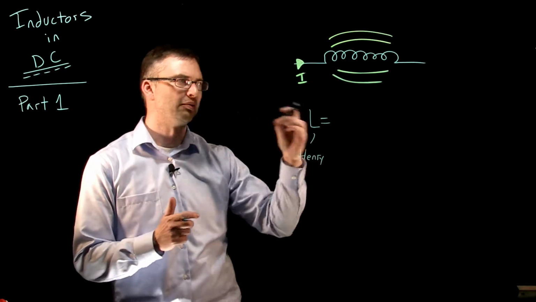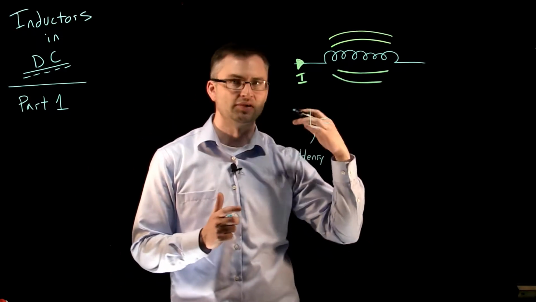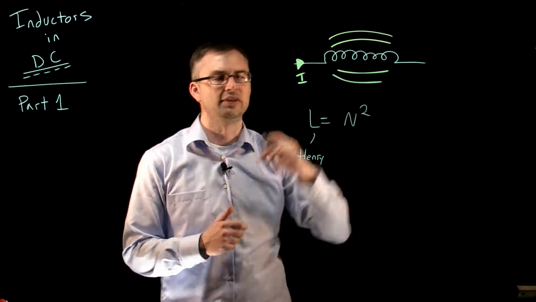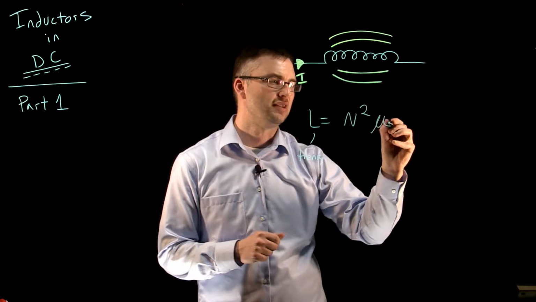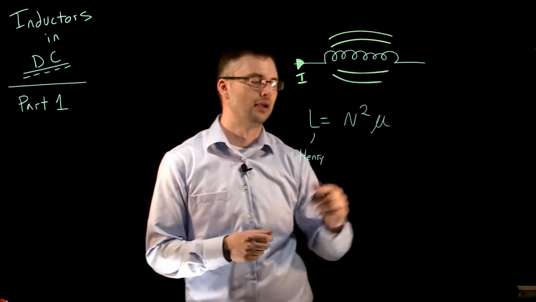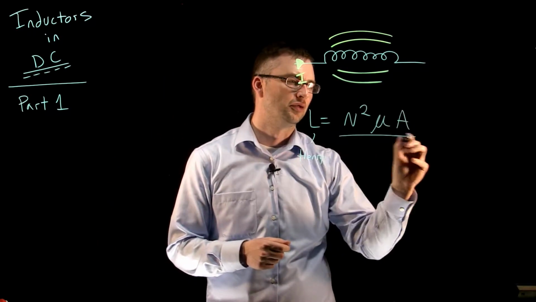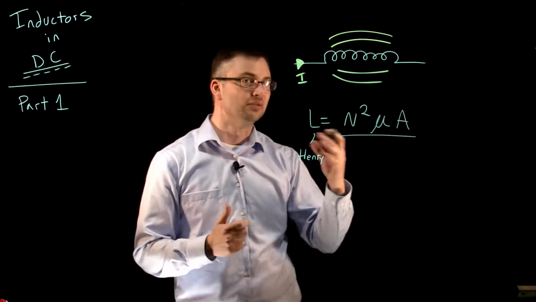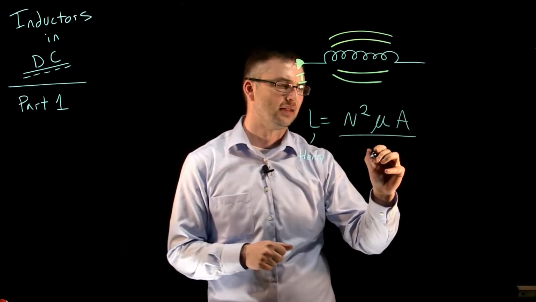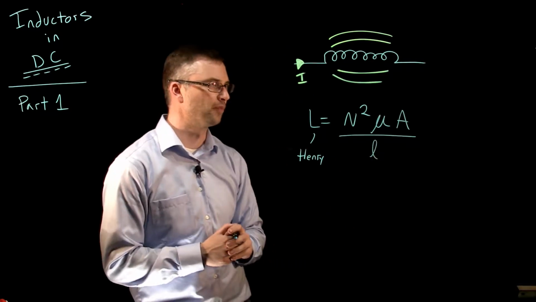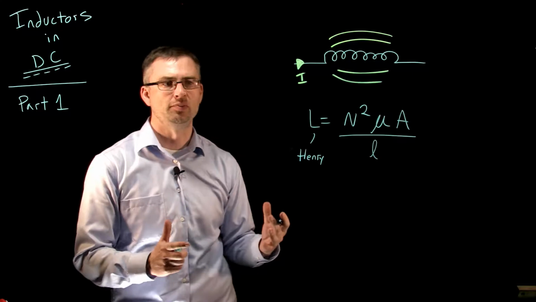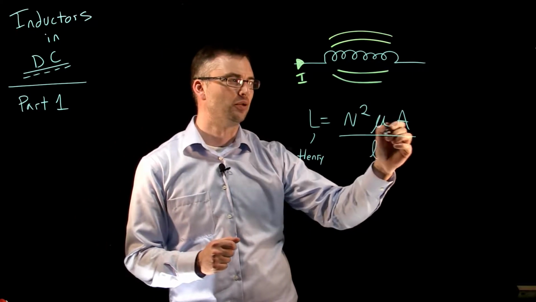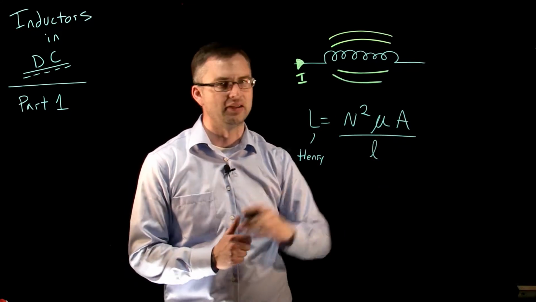And the properties of the coil that affect the strength of the magnetic field are the number of turns squared around the core, the core's material and the permeability of the core, and then the area of the core, the cross-sectional area. The length of the core is going to actually reduce the strength of the magnet, so we'll put the length of the core down here. So these are the physical properties that affect an inductor: turns squared, permeability of the core, and the area of the core, all divided by the length of the core.